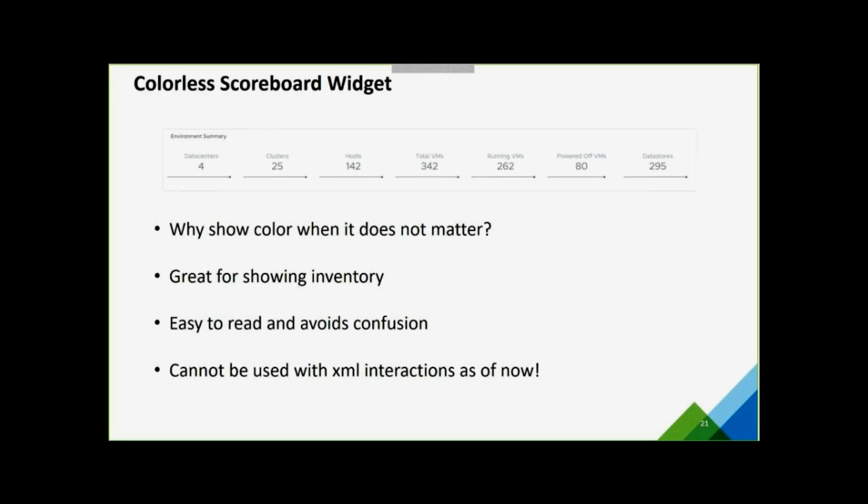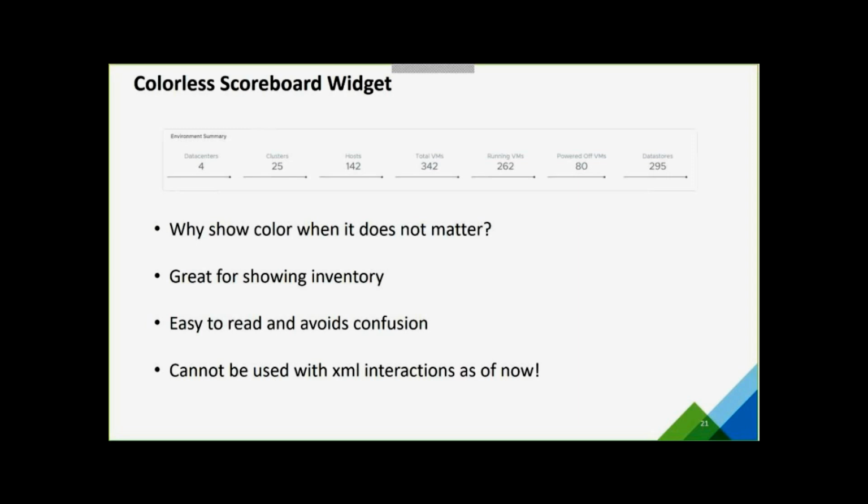One thing which you should know, and I came to know when I was working on the new feature, is that the XML interactions do not work with the no color option right now. What I mean is that if you're creating an XML to pass on metrics from one widget to a scoreboard widget, then you would need to specify colors, or the XML would automatically do it for you. However, you still do not have the option to say the color option is none. So you will still see colors if you're using interactions with scoreboard.